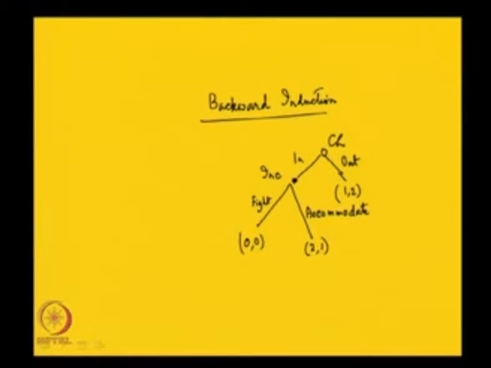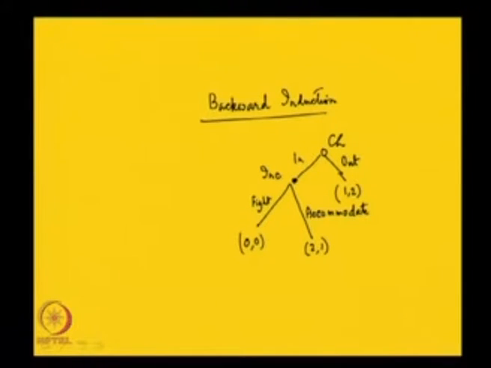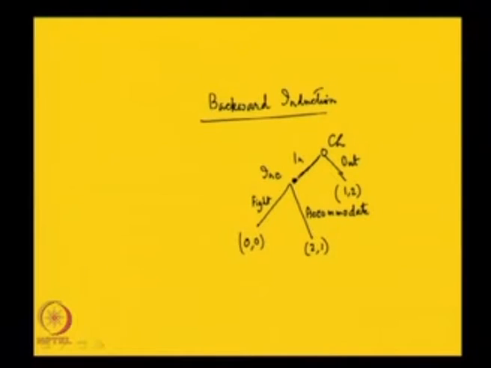So, this was the game, and suppose I want to invoke the idea of backward induction, then how shall I go about doing it? Now, here what I shall say is the following: the challenger knows that the incumbent is rational. So, given that the challenger knows that the incumbent is rational, he knows that if he takes this action in, and the challenger also knows the structure of the game.